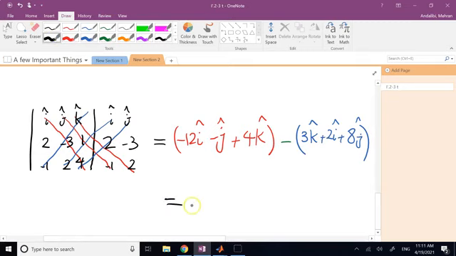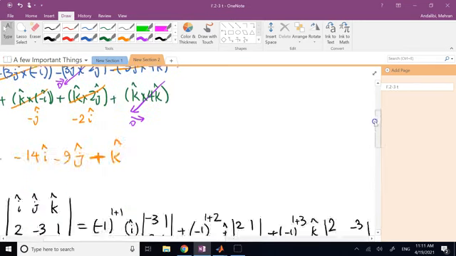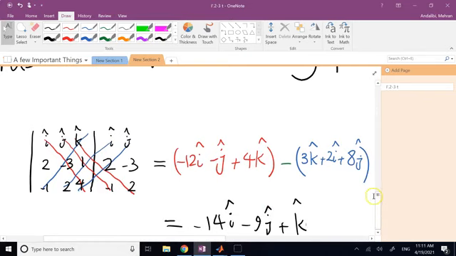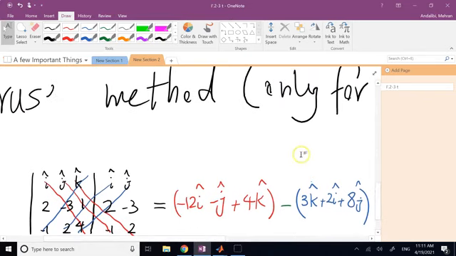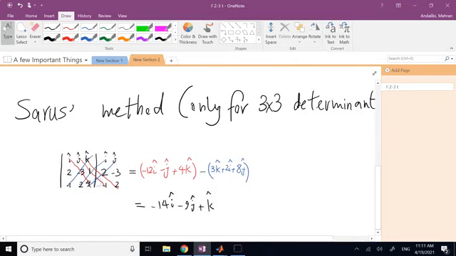Right? Negative 2, negative 12, that's negative 14. Negative 1, negative 8, that's negative 9. And then 4 minus 3 is what? 1. Okay, this method is significantly faster than expanding it about any row or any column, or directly using the distributive method to simplify. So again, we call it the Sarrus method. It is used for only 3x3 determinants, which is what you need for cross products, and it makes your life a lot easier.